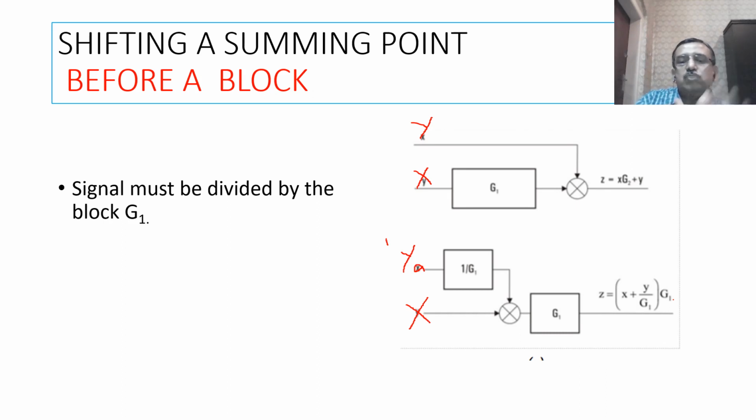So what you should know minimum, if you are shifting the summing point before a block, multiply it by 1 by g1. I'll repeat again, if you are shifting the summing point before a block, you divide it by g1. The idea is you know that the signal is going to be multiplied by g1.